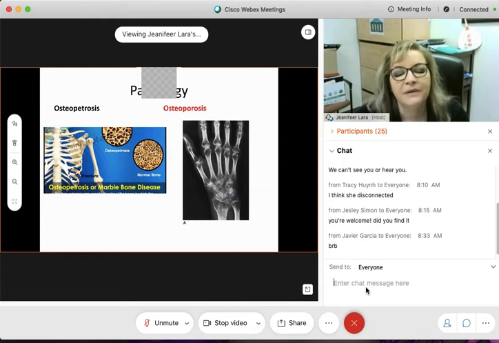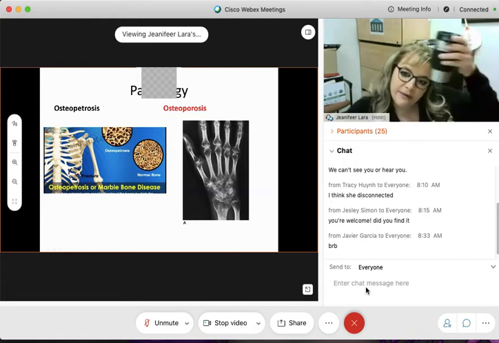I kept saying metatarsals. It's metacarpals. I knew I was saying that wrong. I need more of this.